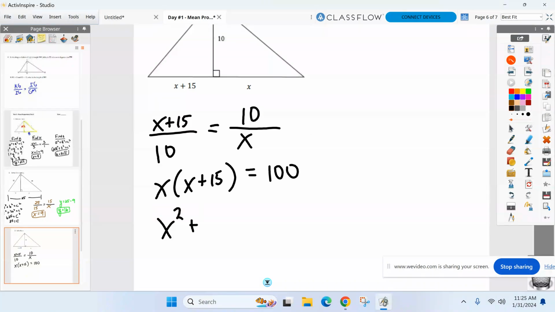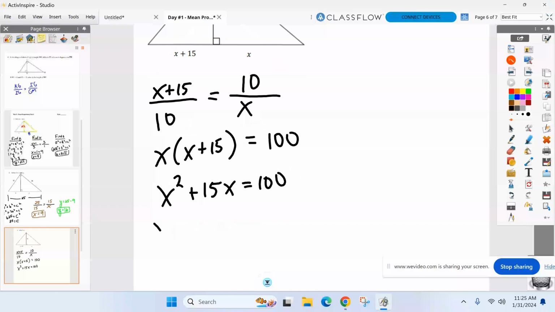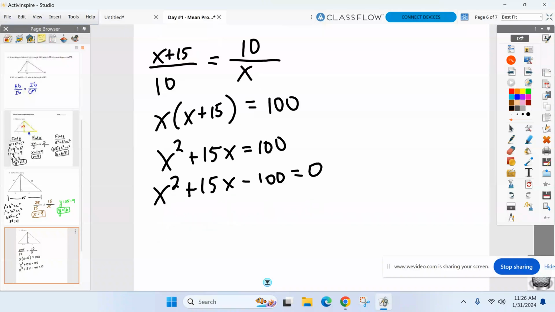X squared plus 15x. All right, you had to do it on the midterm. We did a ton of it in the similar triangles unit before the midterm. What did we do a ton of? Factoring, right? And we're not factoring anything unless one side equals 0. So let's move that 100 over. X squared plus 15x minus 100. Numbers are a little bit larger than we're used to. Suck it up, you're in honors math.